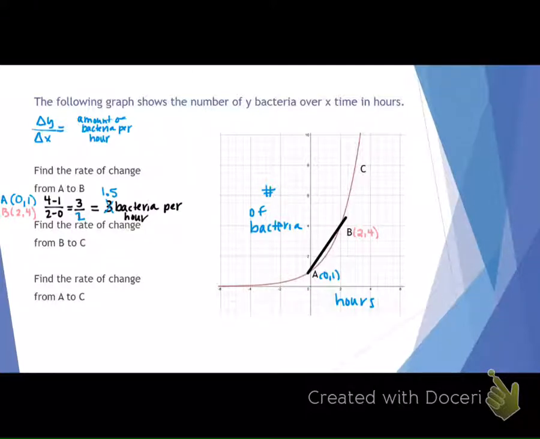All right. How about from B to C? We know B is 2, 4. Josh, what is C?